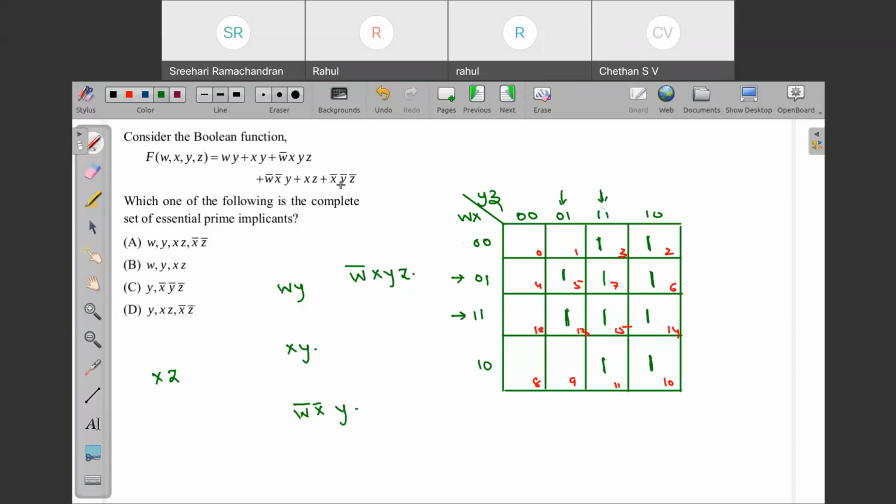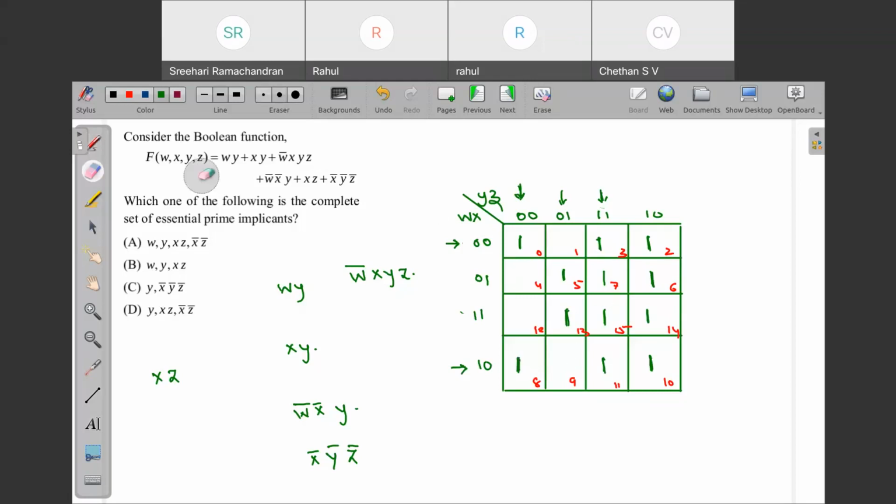And next is X complement, Y complement, Z complement. So where can we see X complement? We can see X complement in all this place and this place, and Y complement, Z complement is this place. So basically this and this are going to be filled.